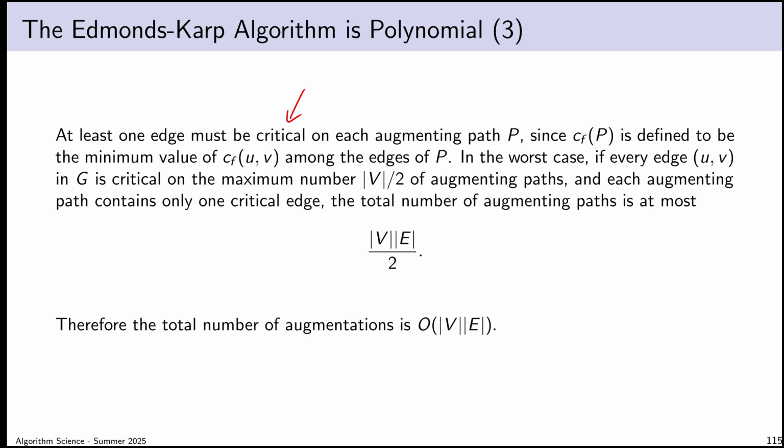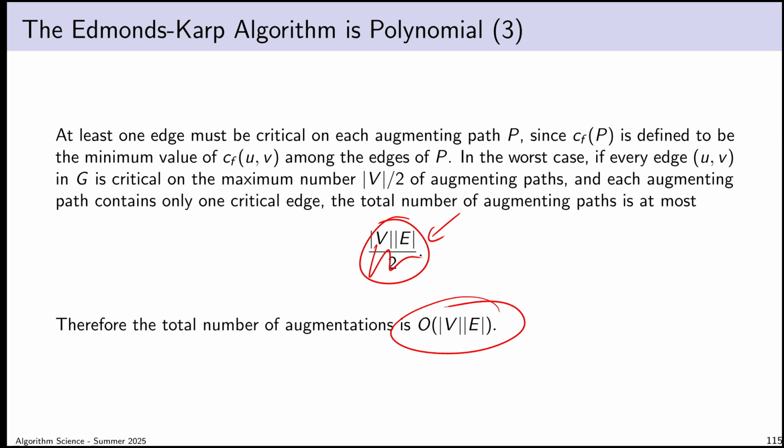So in the worst case, we know now that for every edge, there is a maximum number of times it can become critical. It is this number here. We also know that every augmenting path must have at least one critical edge. So if, in the worst case, every single edge appears on the maximum possible number of augmenting paths, then the total number of augmenting paths can be at most this. So for every single edge, that edge appears on this number of augmenting paths. Well, I can never choose any more than this number of augmenting paths without having an edge appear too many times. So the total number of augmenting paths is v times e all over 2. And therefore, if we ignore that over 2, the total number of augmentations is big O of v times e.